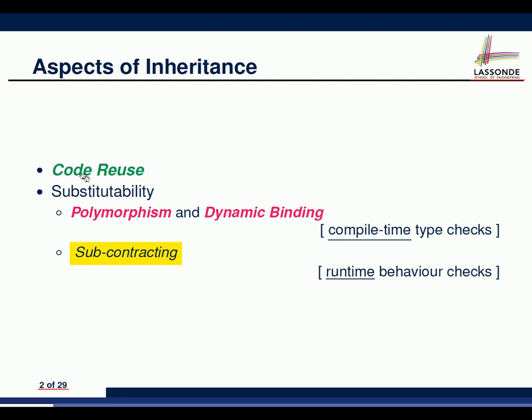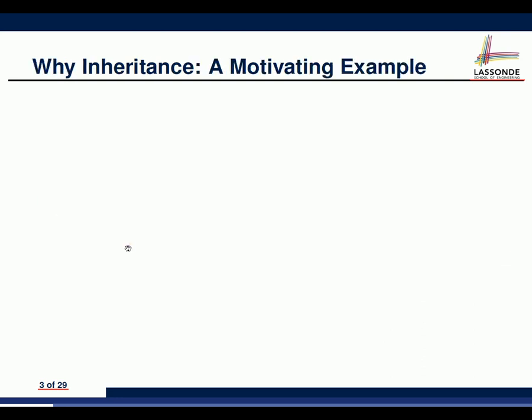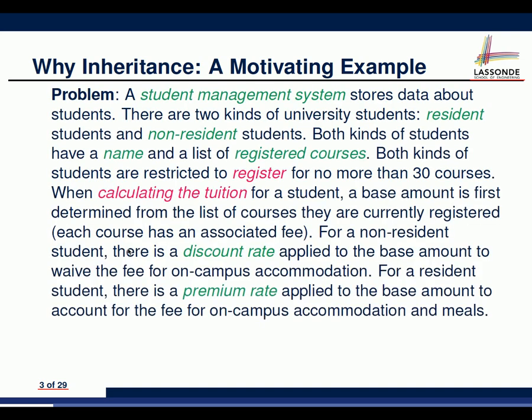So today I'll mainly just do code reuse and possibly do some very quick examples if we have time. But on Thursday I'll definitely do polymorphism and dynamic binding. Maybe after reading week we'll do subcontracting. Okay, let's just see this motivating example.